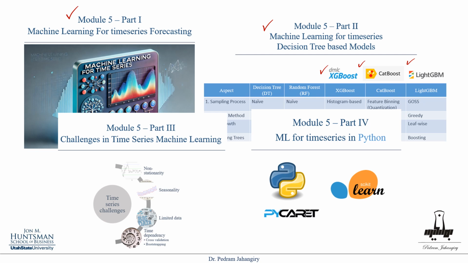Then in part 3, we will talk about the challenges in time series when we're doing machine learning. We will see how machine learning is able to handle non-stationary data, and we're going to talk about seasonality and limited data in general when we have time series. And most importantly, we're going to talk about cross-validation and bootstrapping. What are the right ways of doing cross-validation and bootstrapping when we have a time series data set?